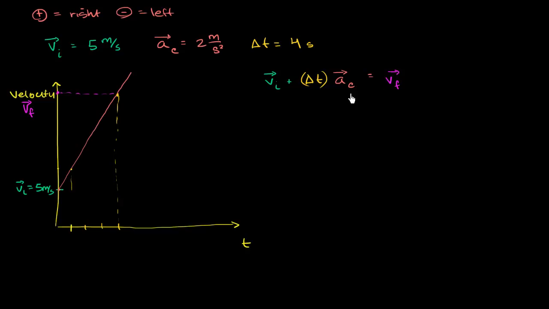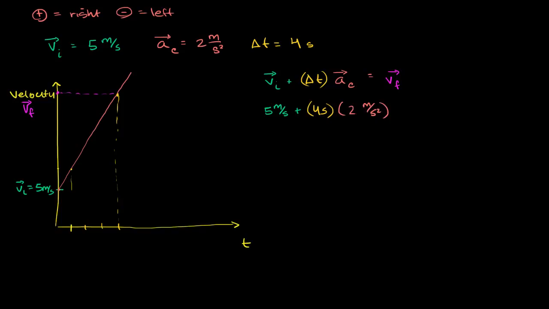And just to make it clear with the numbers, these numbers really could be anything. I'm just picking these to make it concrete in your mind. You have 5 meters per second plus 4 seconds, I'm going to do that in yellow, plus 4 seconds times our acceleration of 2 meters per second squared.